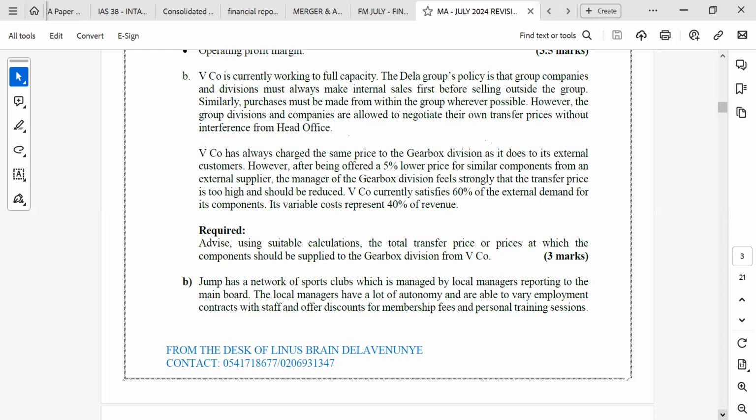Required: advise, using suitable calculations, the total transfer price or prices at which the components should be supplied to the gearbox division from VCO.